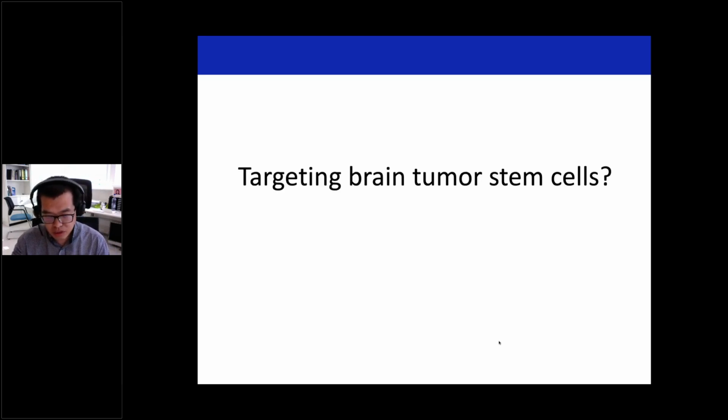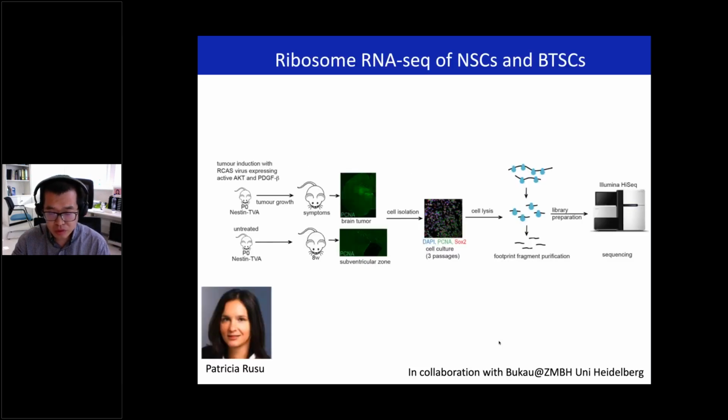So, how can we really target these cells? To look for a suitable target, Patricia, a talented postdoc, decided to do this experiment using, again, the mouse model, generating a tumor and then isolating tumor stem cells, but we also isolated neural stem cells from the mouse subventricular zone where we derive the tumor. Then we performed a ribosome profiling assay. The idea is that we pull down the RNAs which are being translated in the cancer stem cells and compare that with neural stem cells to look for anything enriched particularly in the cancer stem cells.